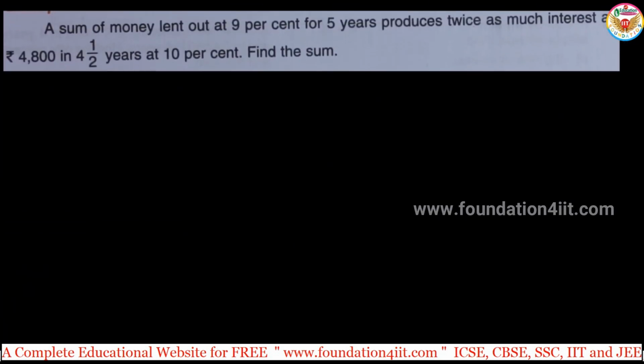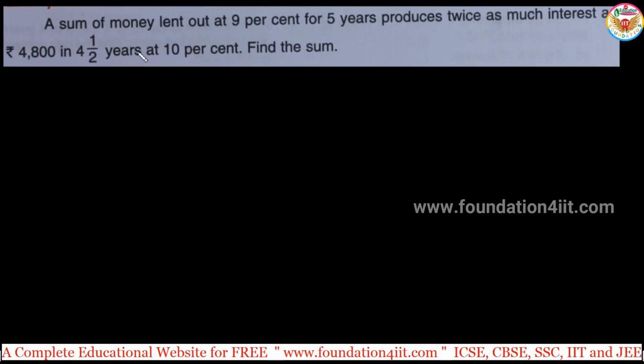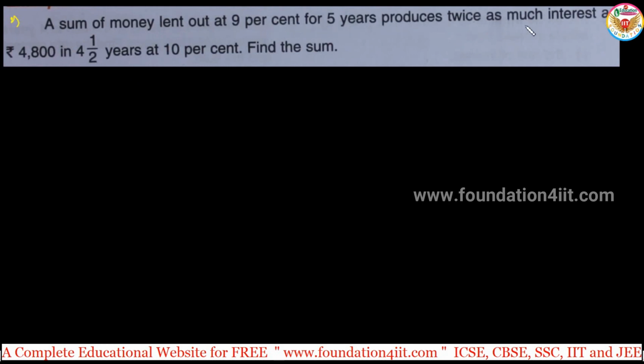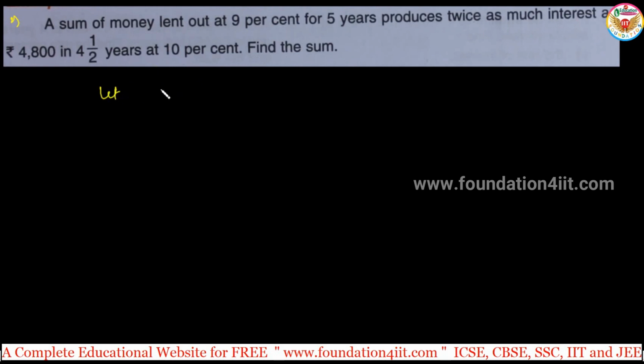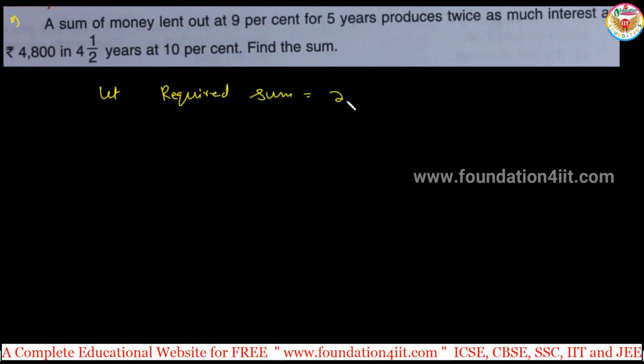Here is a problem. We can use the algebraic method also for these problems. Let's take x and we can do it. Okay, let us see one problem like this. A sum of money lent out at 9% for 5 years produces twice as much interest as 4,800 in 4.5 years at 10%. Find the sum. First, let us take the required sum to be x. Let the required sum be rupees x.